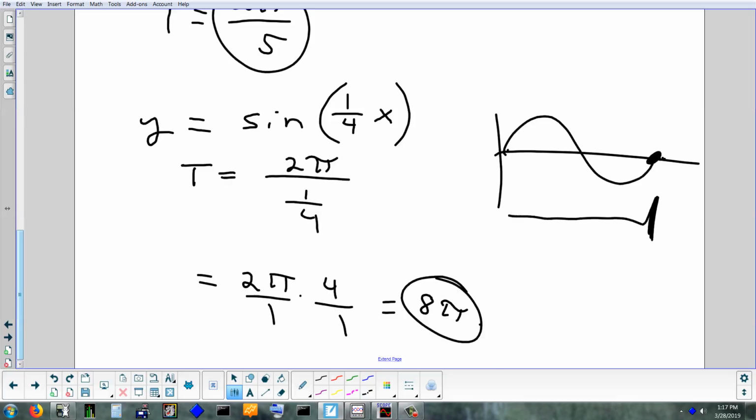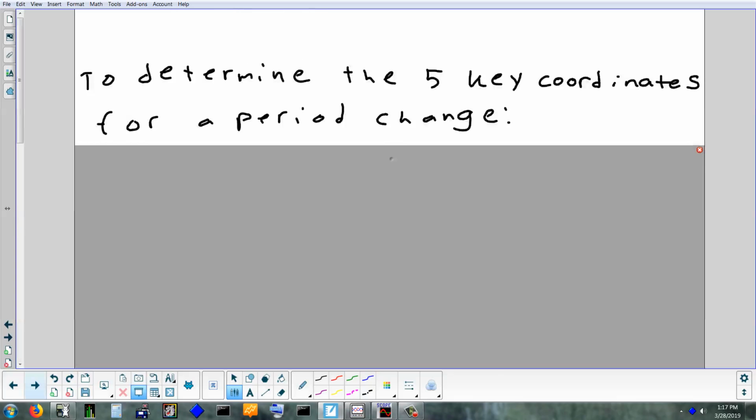Now we have to figure out, where does it begin? Where's the middle? Where's the high and the low point? If we can figure all 5 of those out, then we can sketch a period change. Okay. So, one of those points we just figured out. We'll come back to it.